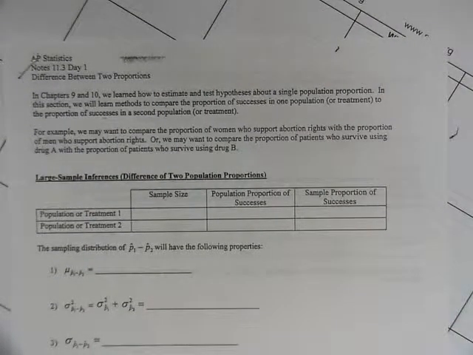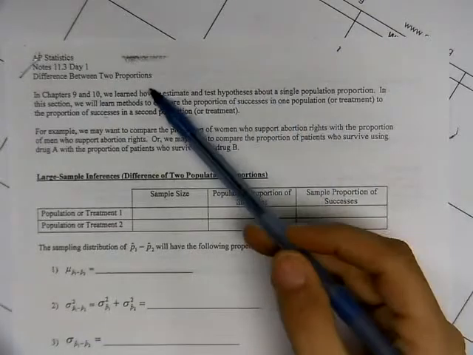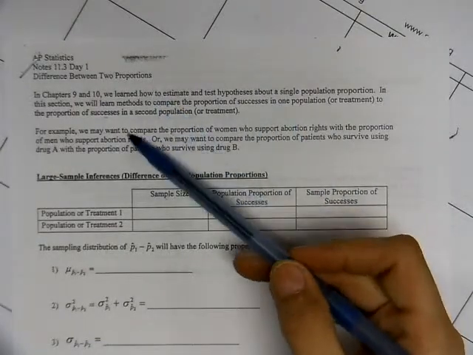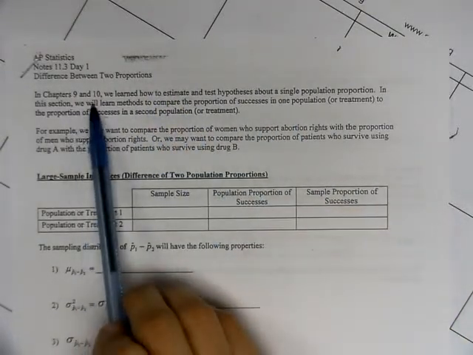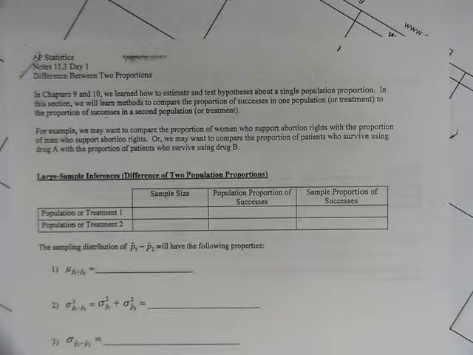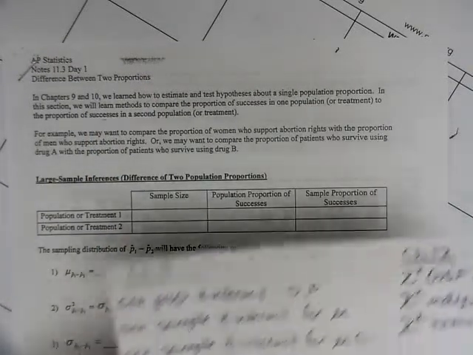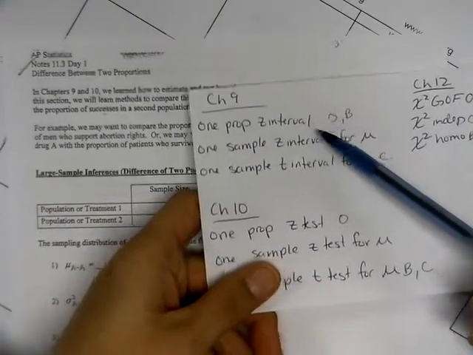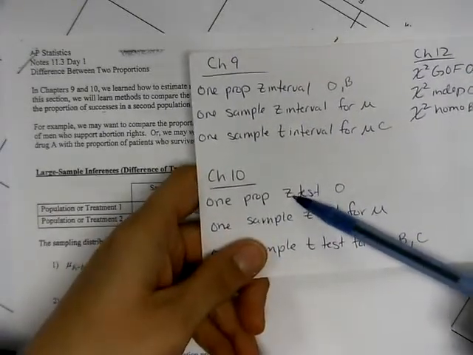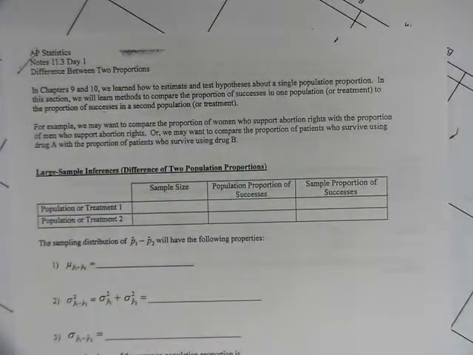The last section in chapter 11, we have to look at proportions. Like in chapters 9 and 10, we looked at one proportion. So we did a 1 proportion z interval, a 1 proportion z test. Now we're going to do 2. The reason proportions are second, whereas usually they're first, is because they get a little bit more complicated.